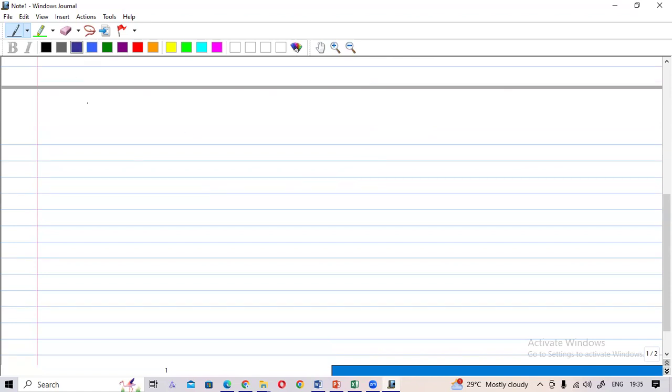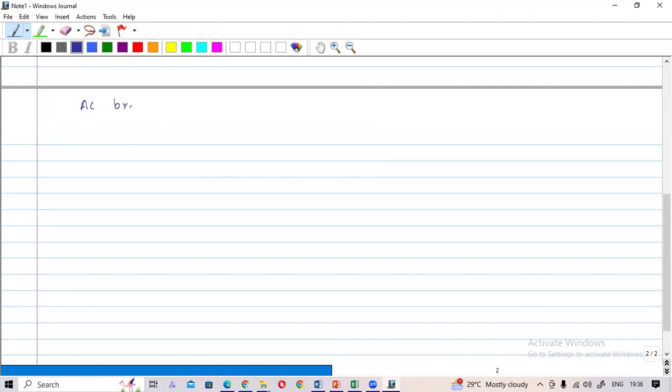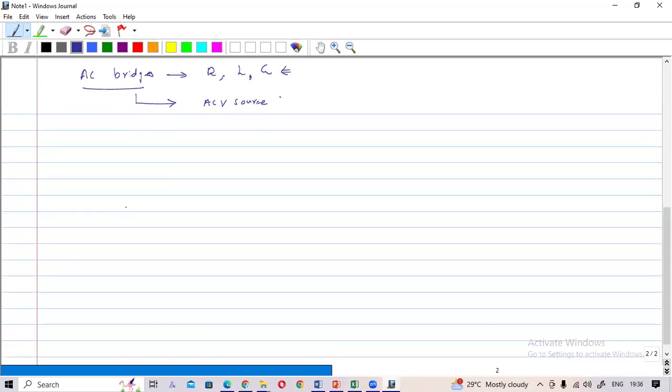And we will move to the AC bridge. So with the AC bridge we can basically measure resistors. Also we can measure inductors and capacitors. All these passive components can be measured through the AC bridge. AC bridge means we are using an AC source, an AC voltage source. So that is why it has that name.